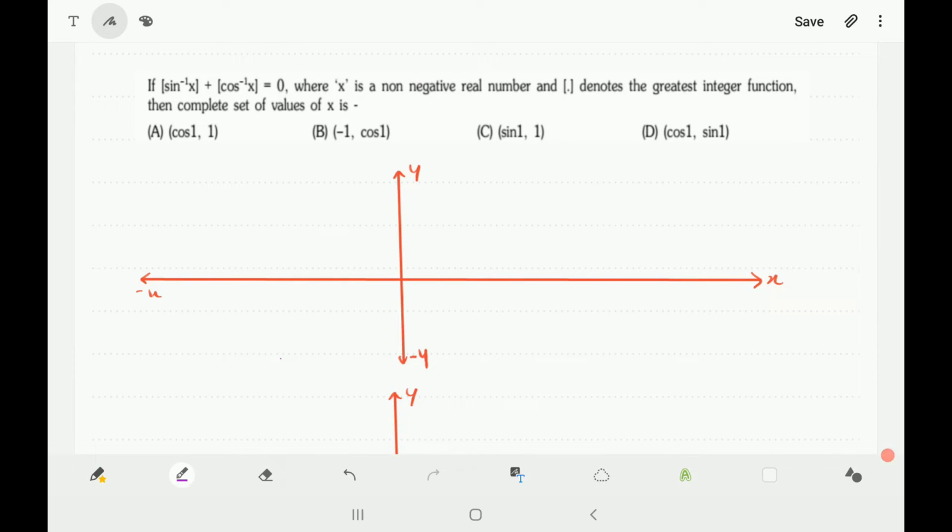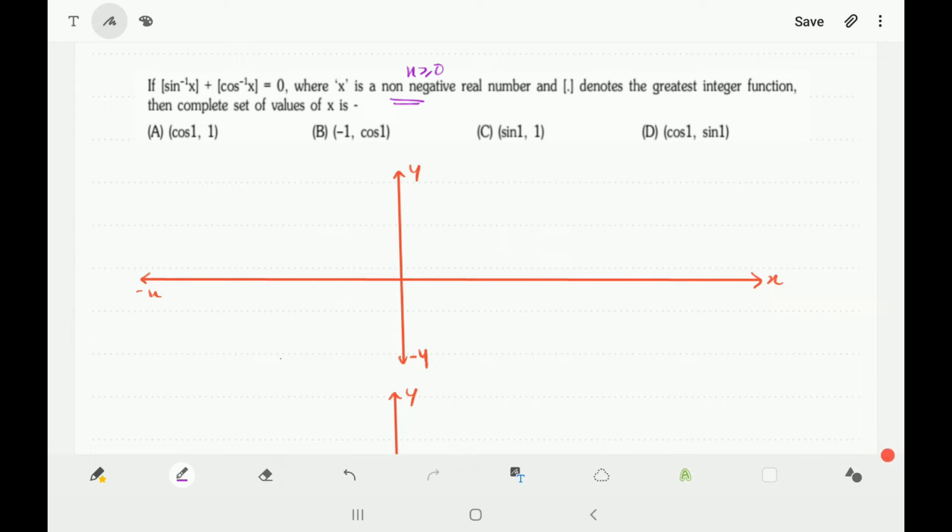If greatest integer of sin inverse x plus greatest integer of cos inverse x is 0, where x is a non-negative real number, non-negative means x should be greater than or equal to 0, then we have to find the values of x. So what we have to do is solve this equation that greatest integer of sin inverse x plus greatest integer of cos inverse x is equal to 0.